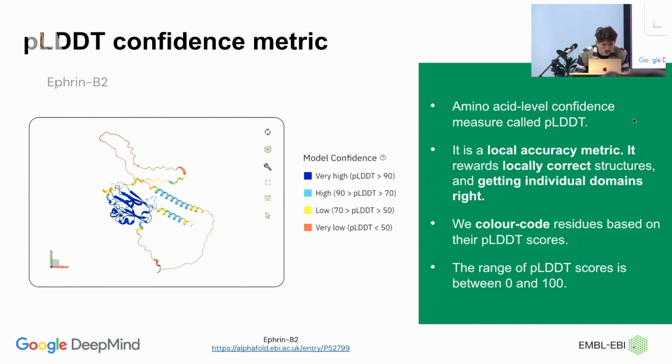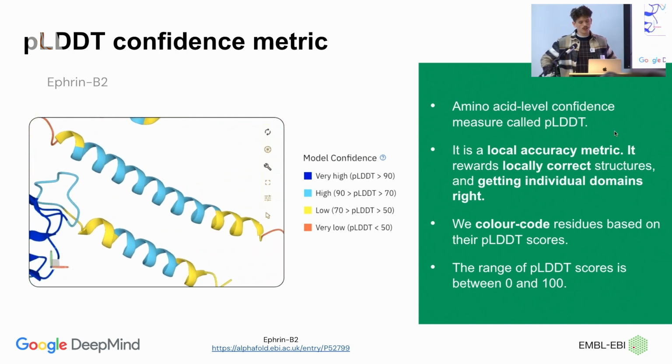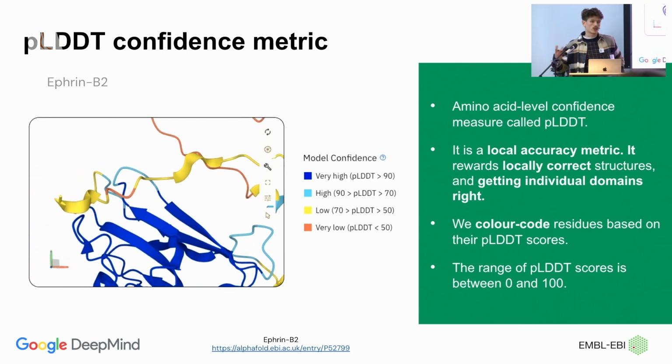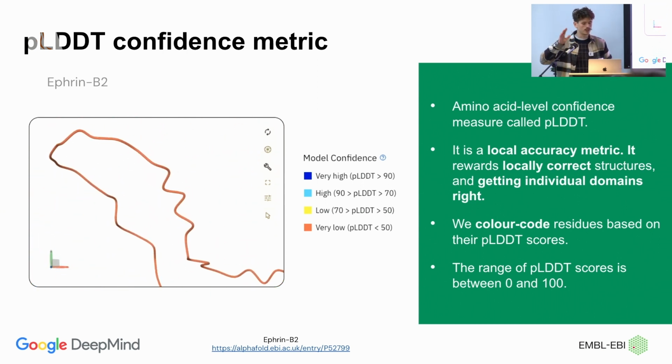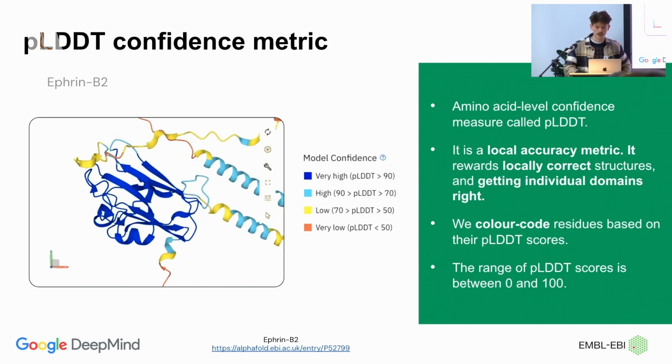So we color-code residues in 4 categories, with blue being confident, and red and yellow being poorly predicted. So it's not very confident.